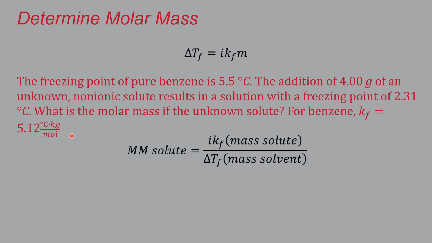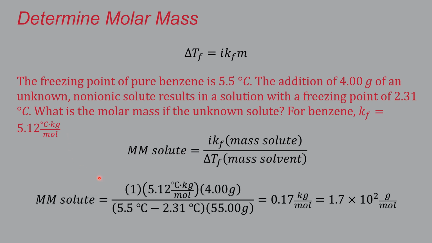All right, from the previous slide, rearrange for the molar mass. And when you punch in, again, the Van't Hoff factor i is assumed to be 1. Kf, we put in 4 grams. The freezing point change was 5.5 minus 2.31, and 55 grams of the benzene. That gives us a molar mass of 0.017 kilograms per mole. So be careful of your units here. This usually comes out in kilograms per mole, which is normally not what you see, and that translates to about 170 grams per mole. So this was a common technique used for non-ionic compounds that have a molar mass of usually over a couple hundred grams per mole.